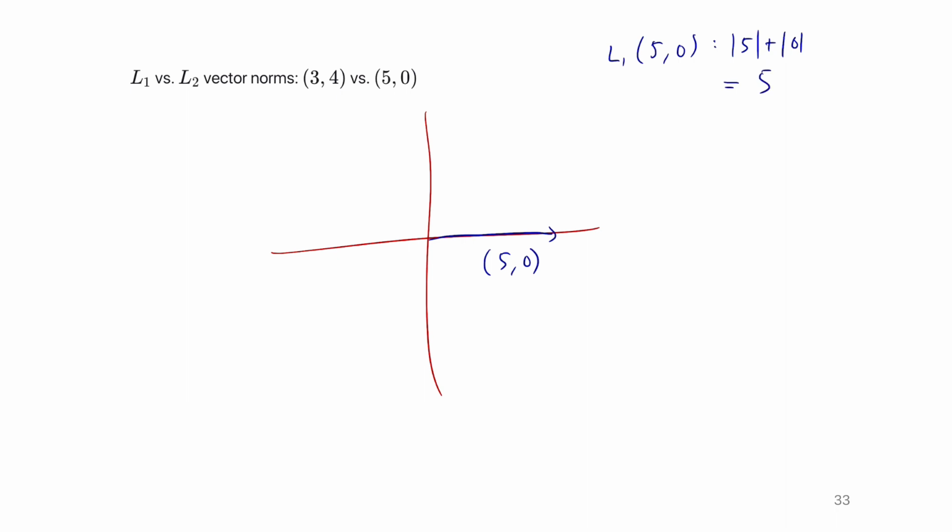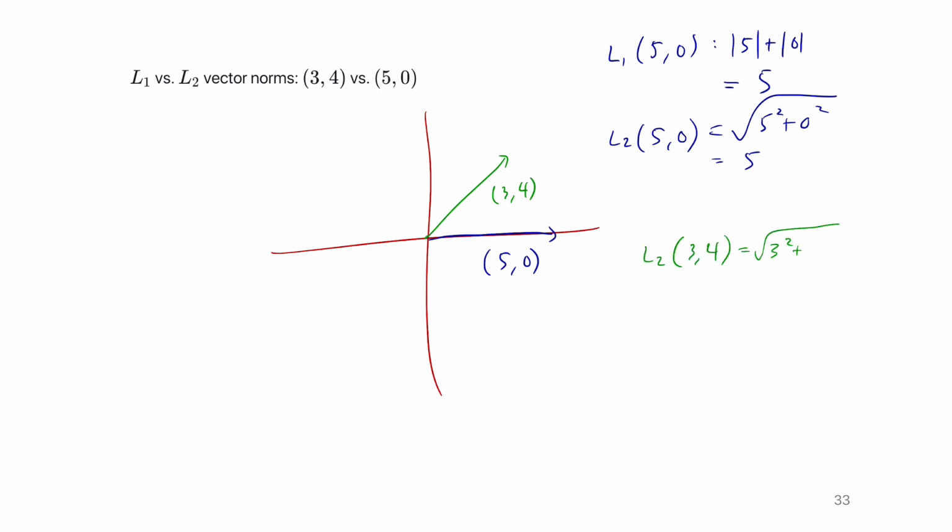Great. And what's the L2 norm? Well, it's the distance of the end of this vector to 0, which is the square root of 5 squared plus 0 squared, which is 5. Nice. Now, what if we look at 3, 4? Look at the L2 norm of 3, 4. You get the square root of 3 squared plus 4 squared, which is also 5. But what happens if we look at the L1 norm of 3, 4? Well, that becomes the absolute value of 3 plus the absolute value of 4, which is 7.